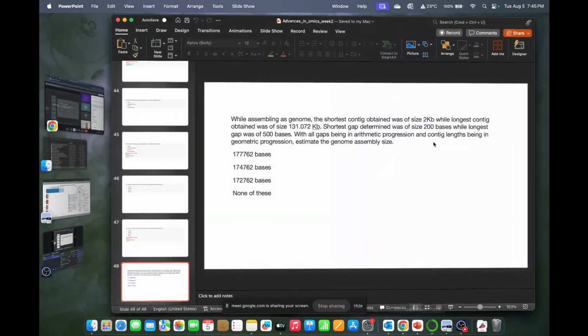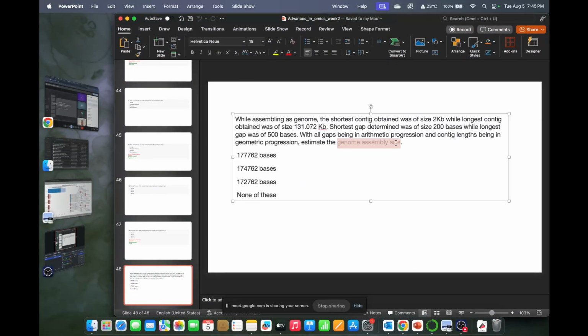Yeah. So for this, they have asked for the genome assembly size, not the genome size. The genome assembly size will be the summation of the contig lengths. So you need to work on the contig lengths, which are in geometric progression, and find the total summation of the contig lengths. You do not have to consider the gaps and the arithmetic progression. You do not need to consider this portion of the problem because it is given just to confuse you. If you are asked the genome assembly size, it is just the summation of the contig lengths, not the gap lengths. So if you do that, you'll get this answer.